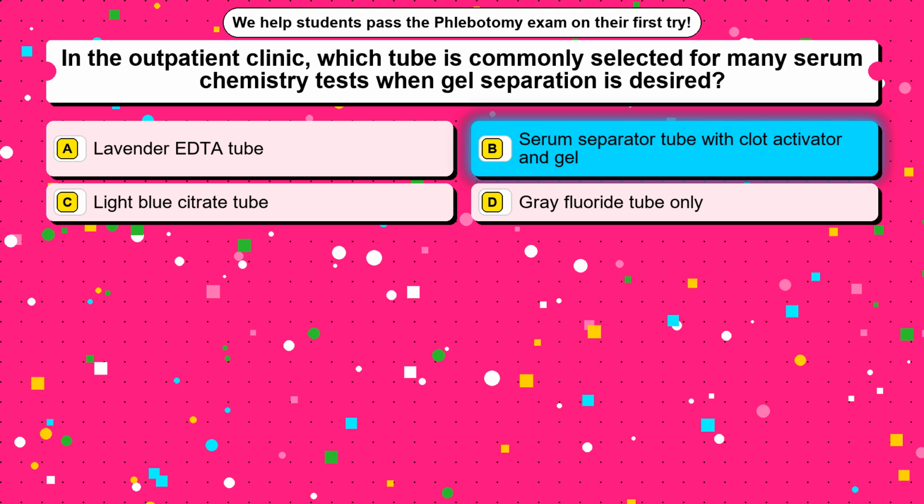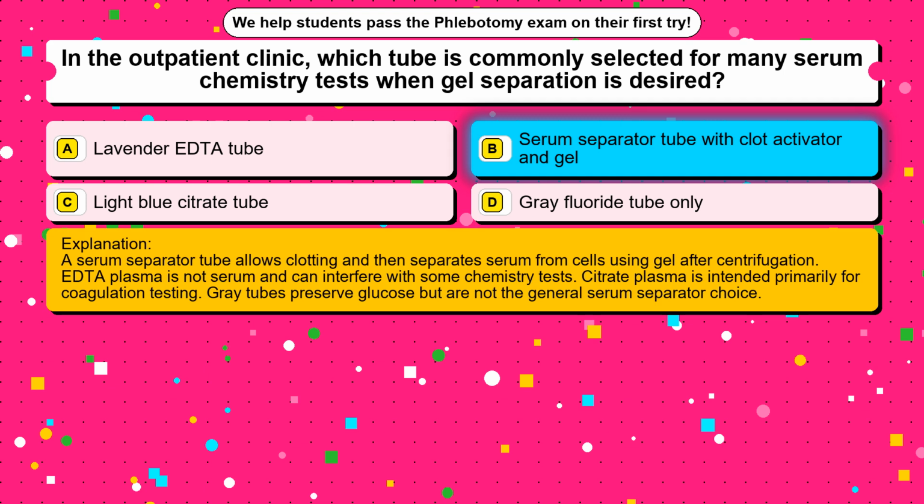The correct answer is option B, serum separator tube with clot activator and gel. A serum separator tube allows clotting and then separates serum from cells using gel after centrifugation. EDTA plasma is not serum and can interfere with some chemistry tests. Citrate plasma is intended primarily for coagulation testing. Gray tubes preserve glucose but are not the general serum separator choice.